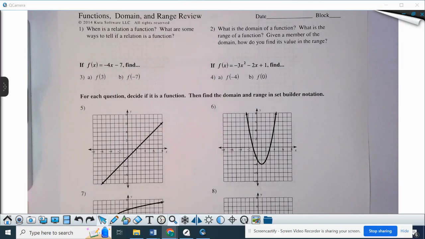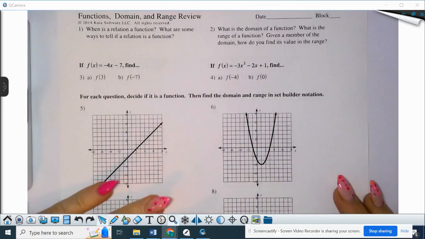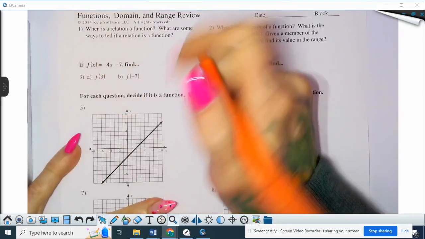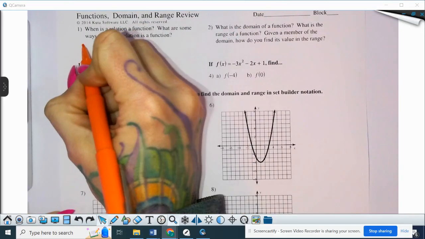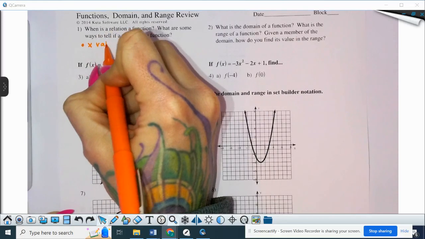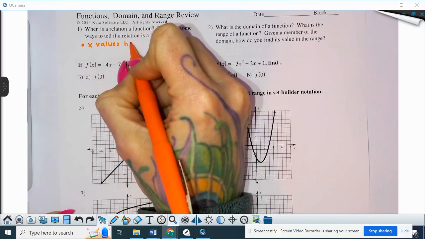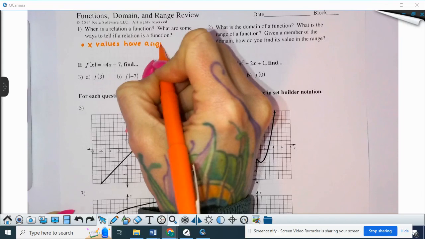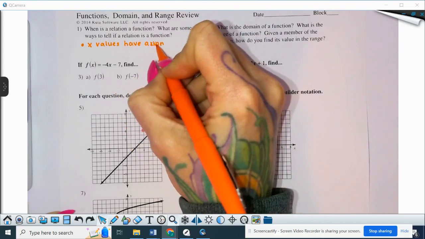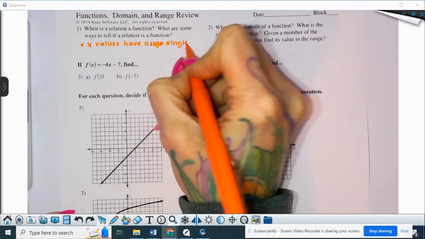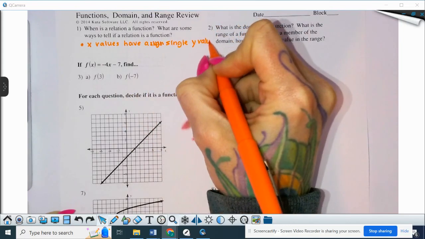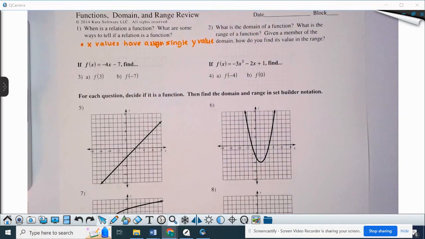So in the beginning, the very first one and number 2 are more definitions to make sure we're all on the same page. So when is a relation a function? It's a function when the x values have a single y value. So there's exactly, and that's not very mathy. The more mathy term would be there's exactly one output for every input. So there is no repeating x values. The x values cannot repeat in a function.